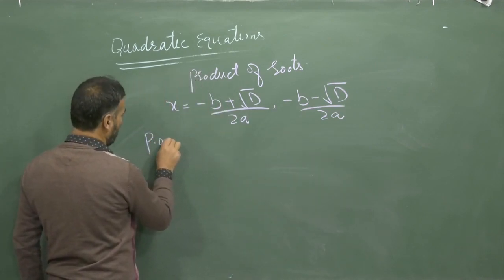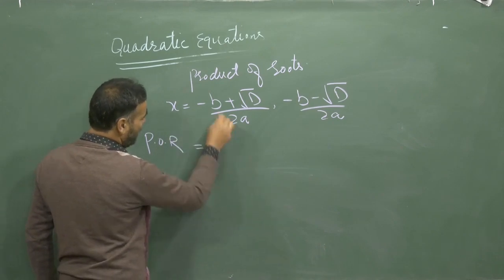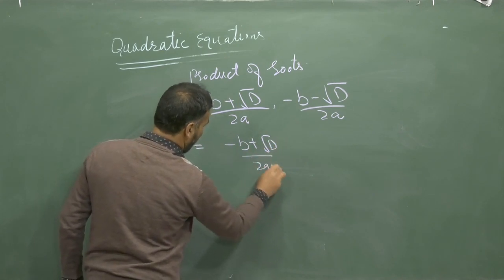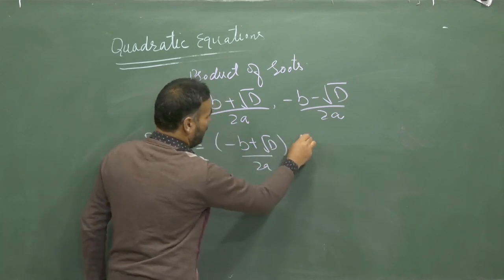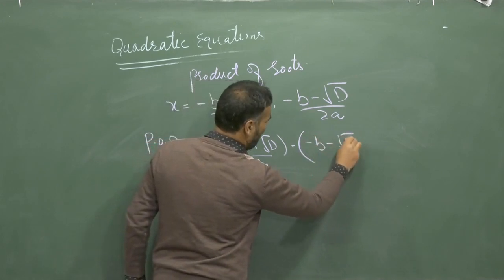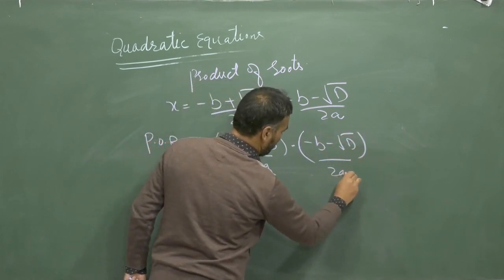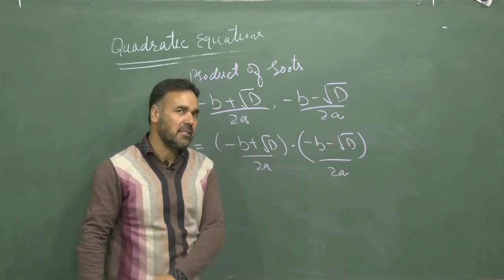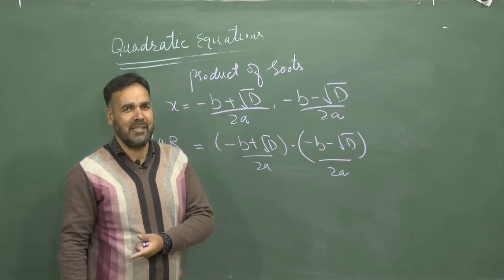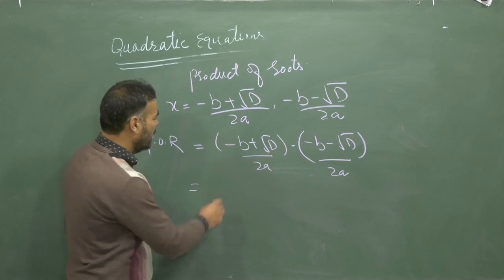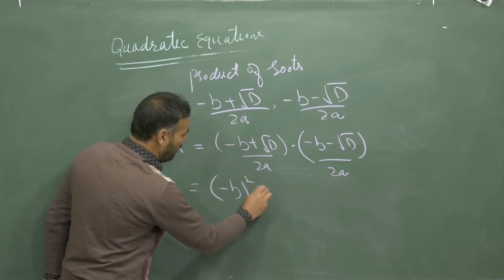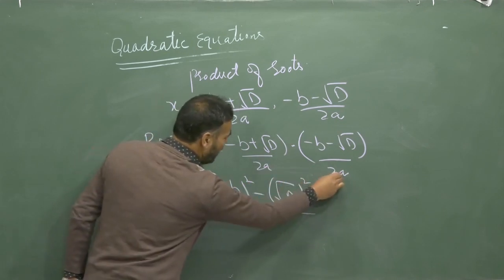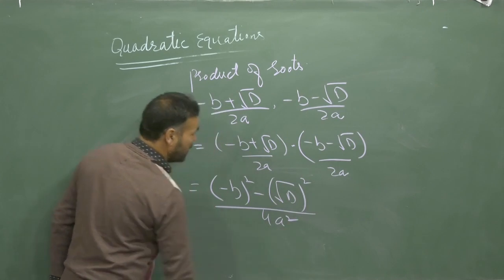That is, product of roots is equal to (minus b plus square root of d divided by 2a) into (minus b minus square root of d divided by 2a). Can we say it is a plus b into a minus b? What is a plus b into a minus b? It is a square minus b square. That is minus b whole square minus square root of d whole square divided by 2 into 2 is 4, and it is 4a square.